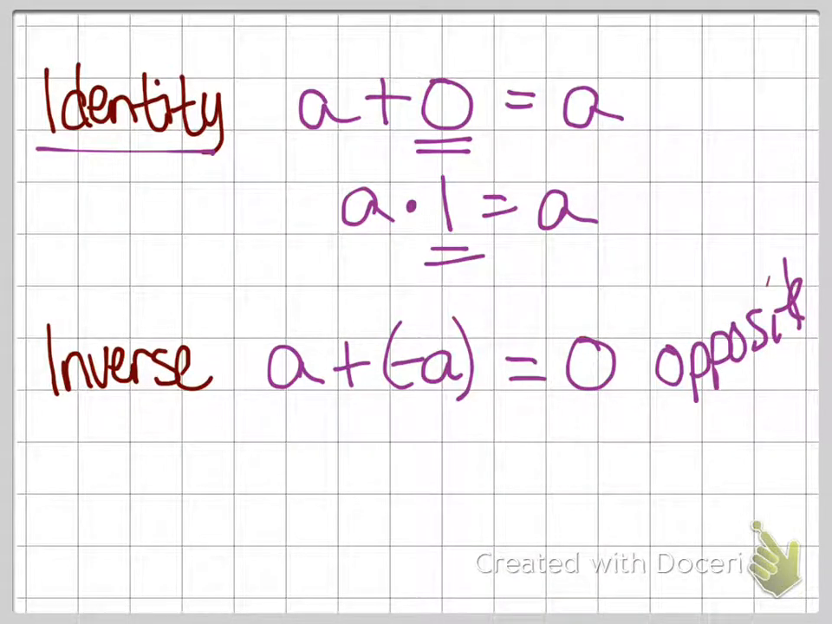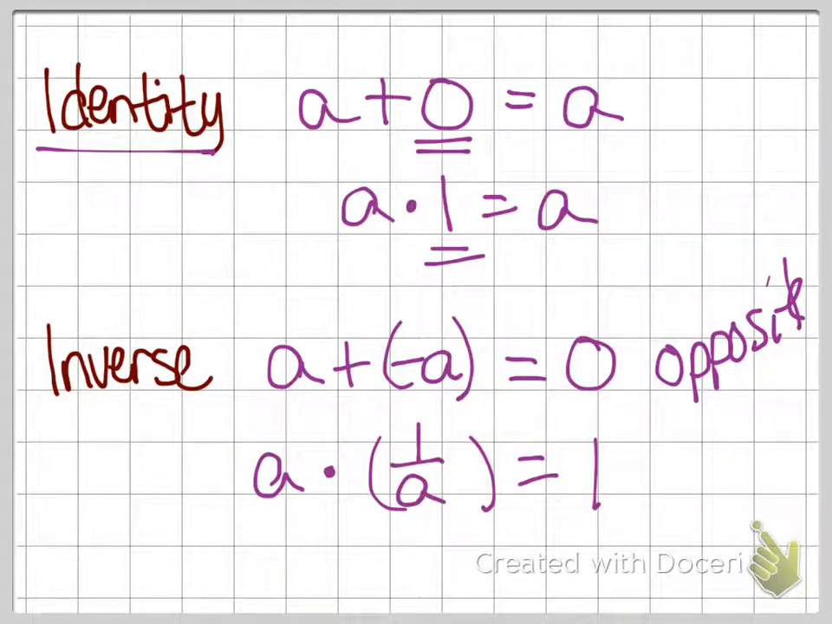The same idea with multiplication. What could I multiply A by so that I get the multiplicative identity of 1? Well, hopefully you recall that you could multiply by the reciprocal. So another word for the multiplicative inverse would be reciprocal.